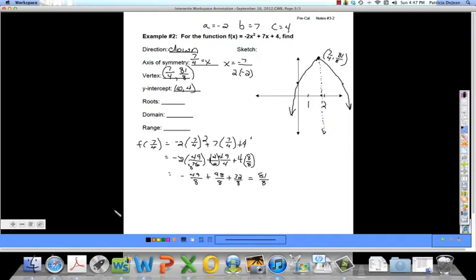Well, you might need to try to factor to cross the x-axis. So let's see if we can factor it. Negative 2x squared. I need factors that will multiply to be negative 8x squared and add to be positive 7x. So the two numbers that are going to do that will be 8x and negative 1x. If I multiply those together, I get negative 8x squared. If I add them, I get positive 7x.